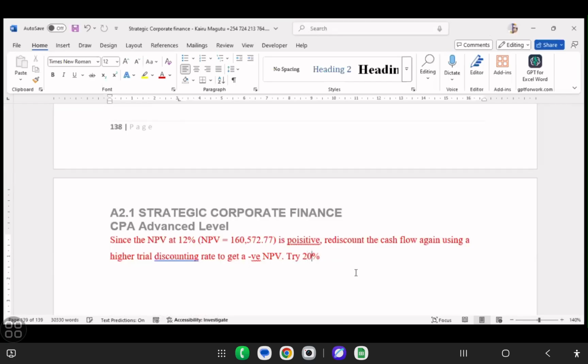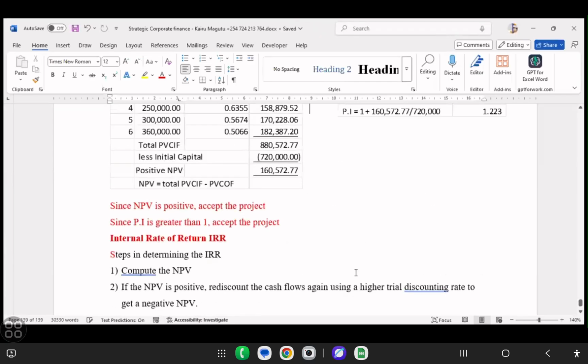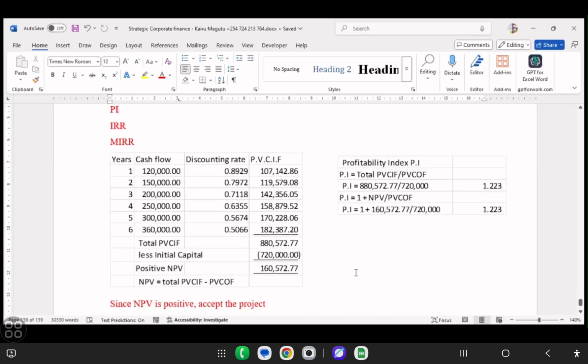20%. These are the cash flows to be discounted. I have my cash flows here. Please determine the NPV.